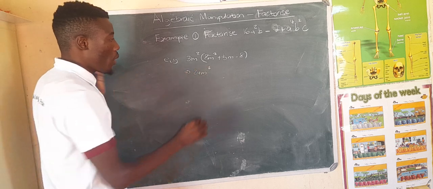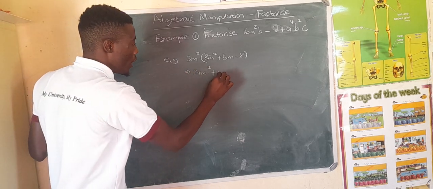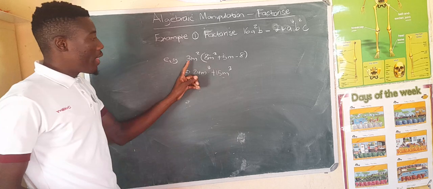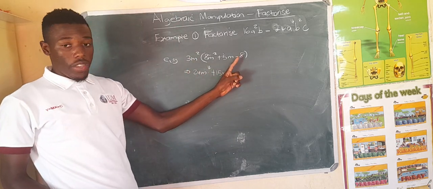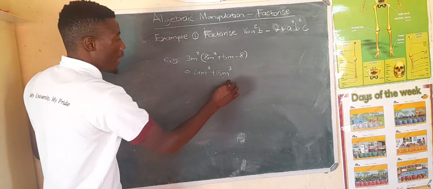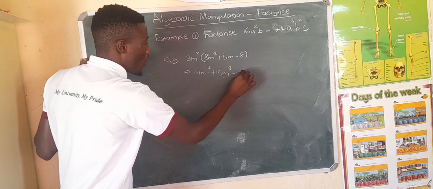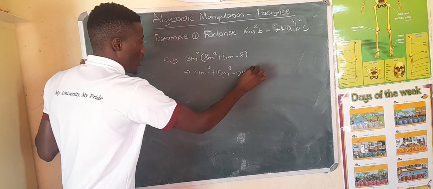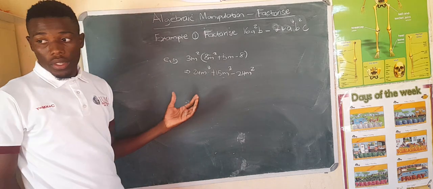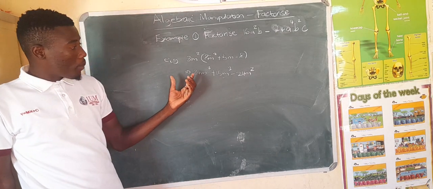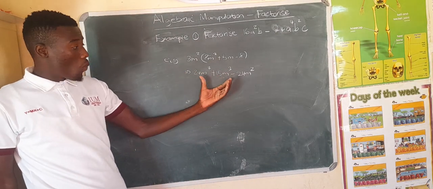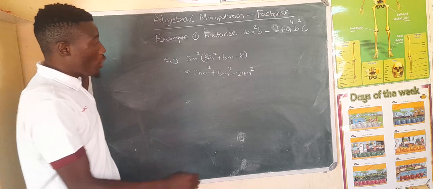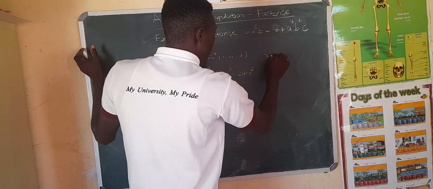Then this one times this one, we get 15m to the power 3. And then 3m squared times negative 8, we get negative 24m squared. Are we okay? So when we expand this one, we are getting this expression. Okay? And also, we have expanded the bracket like this.